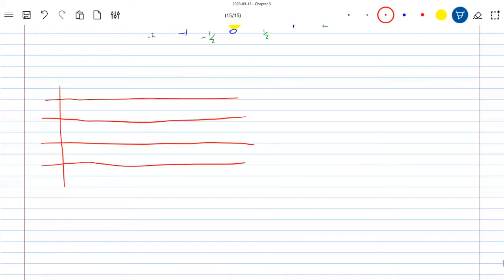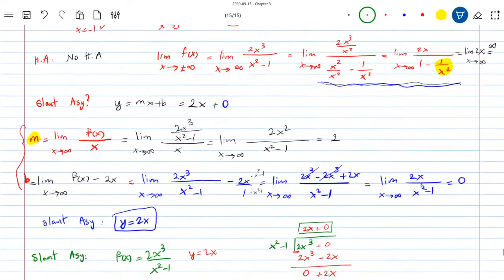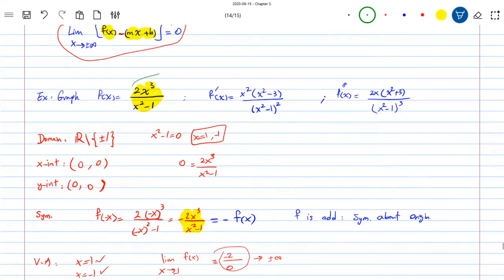F prime and F double prime. The important points to be found were -√3, -1, 0, 1, and √3. It's necessary to find the corresponding y value as well. If you replace -1 and 1, these were vertical asymptotes, so there is no y value. For √3 and -√3, they were local max and min. So how do I find the y value? You go back to the original function and replace √3 and -√3.